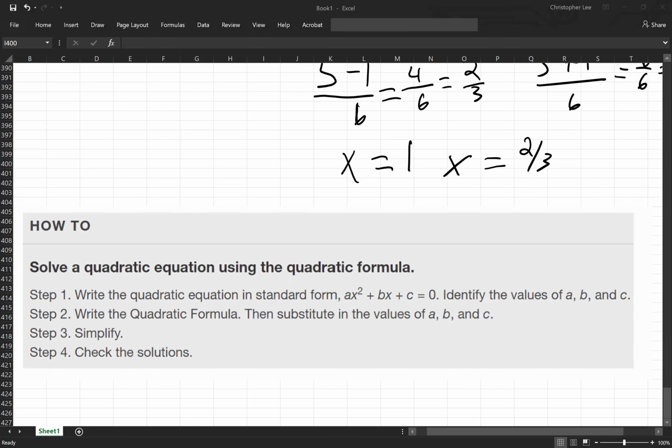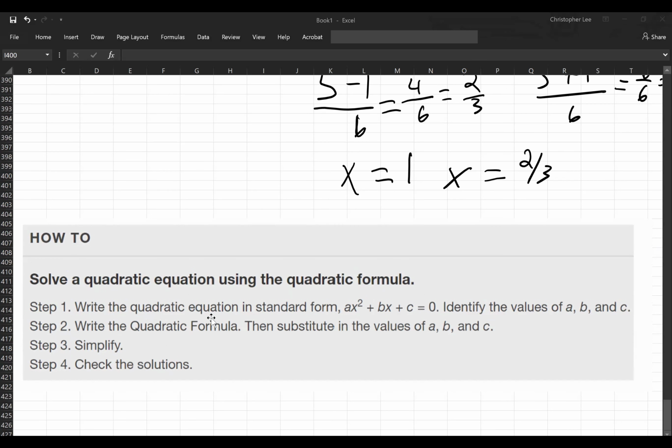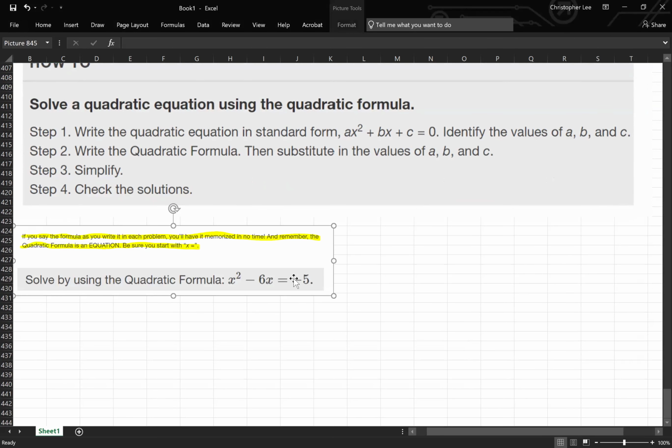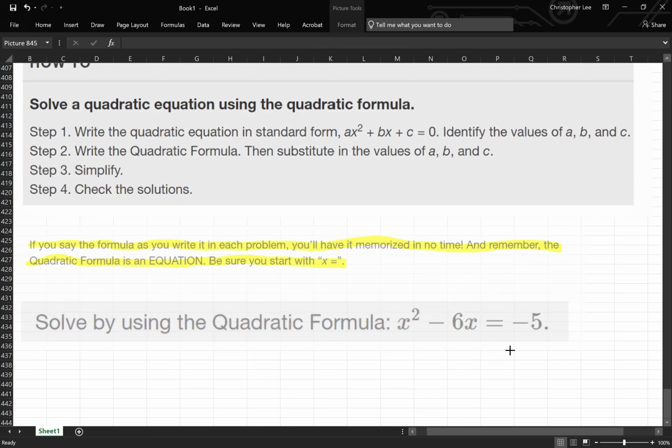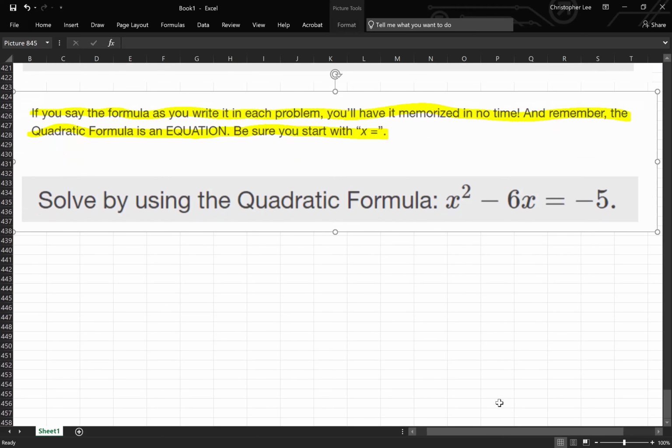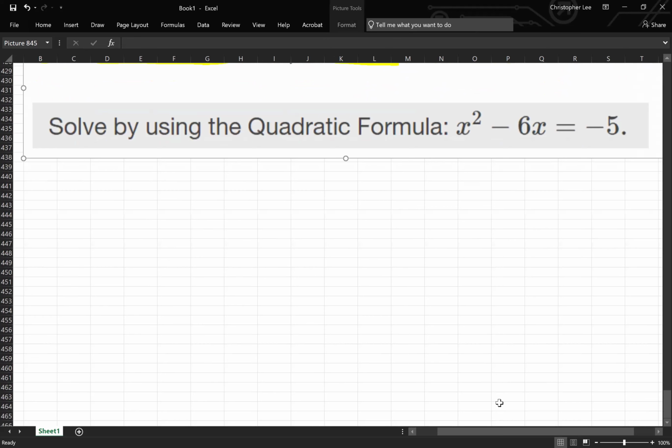Let's look at another example. If you say the formula as you write it in each problem, you'll have it memorized in no time. And remember, the quadratic formula is an equation, so be sure you start with x equals. Let's try this out.